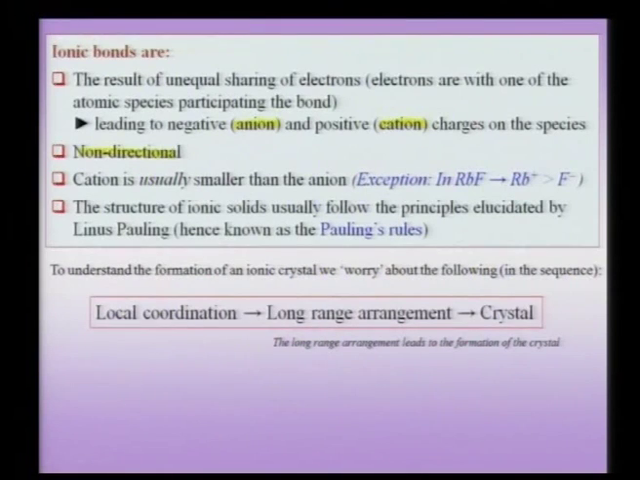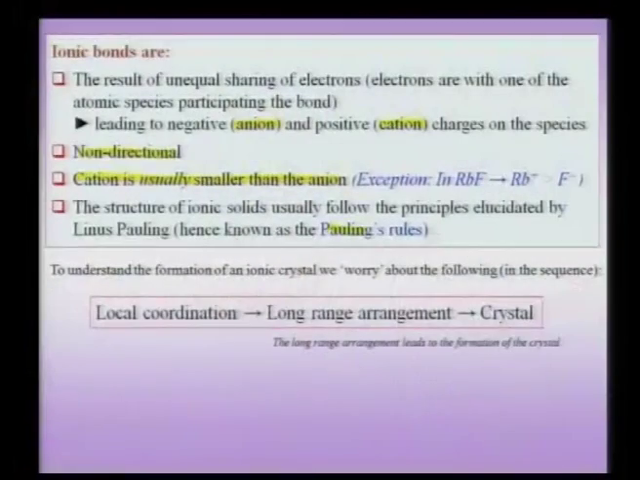When you are talking about the anion and cation and about their relative size, typically the cation is smaller than the anion. So this is something which has to be noted. There are of course exceptions, like for instance in rubidium fluoride, the rubidium ion is larger than the fluorine ion, but these are exceptions rather than the rule.